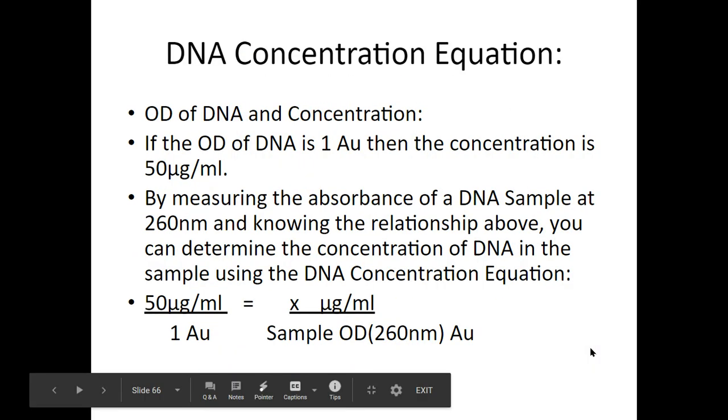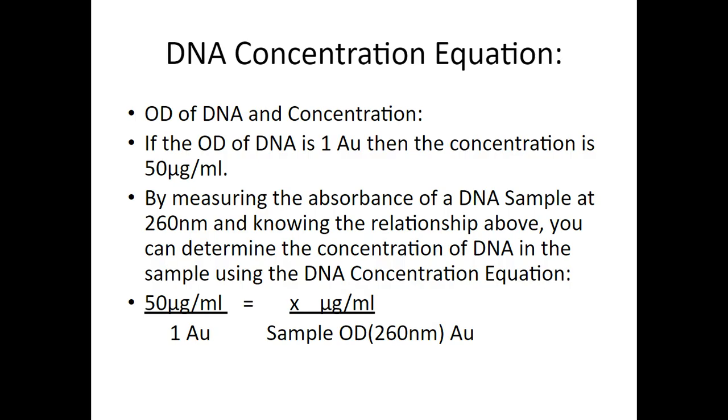Okay, now, optical density of DNA and concentration is an equation. If the optical density of DNA is 1 AU, 1 absorbance, then the concentration would be 50 micrograms per milliliter. So that's a conversion factor, a conversion unit.